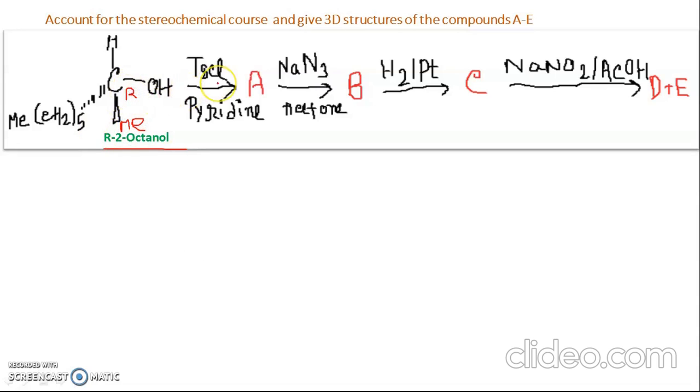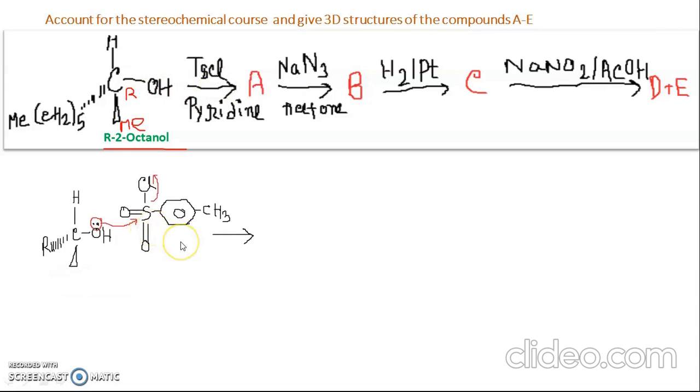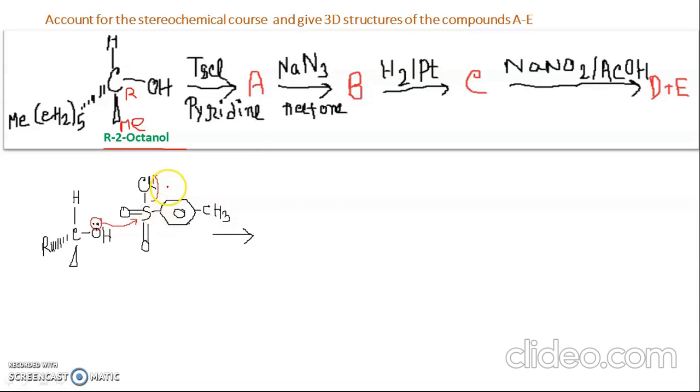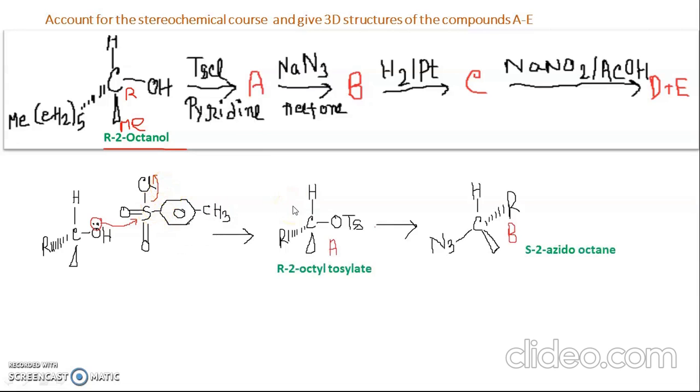In the first step we are using tosyl chloride and pyridine. This is the full structure of tosyl chloride. In the presence of tosyl chloride, the lone pair on oxygen will attack the sulfur and Cl will be removed. The structure that we get first is our molecule A. This is A. The name is also given. Now see the configuration, it is the same, it is still R. Why? Because the chiral center is not disturbed at all. The reaction is happening here. So obviously it will again be R-2-octyl tosylate.